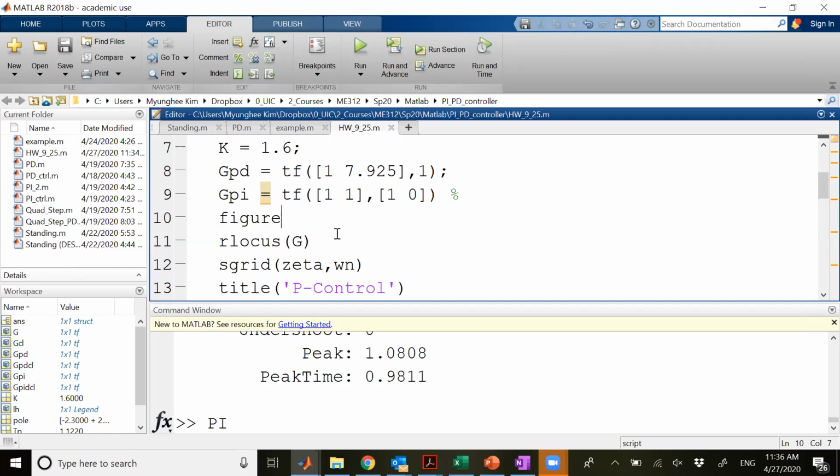And then if you learn about another method to design a PID controller to meet this system specification, please come to my office hour, and then I'll explain a little bit more.